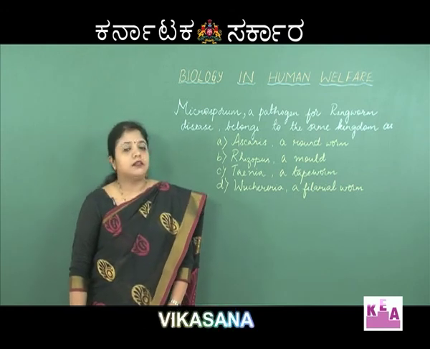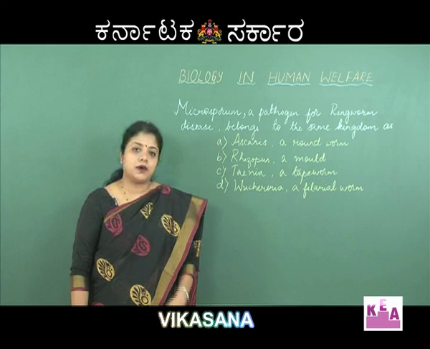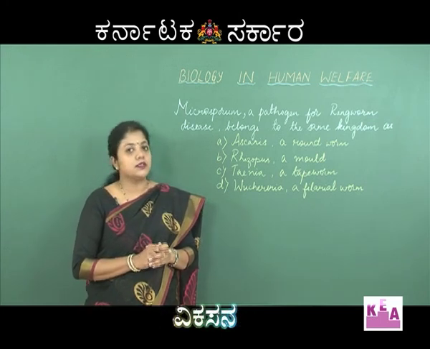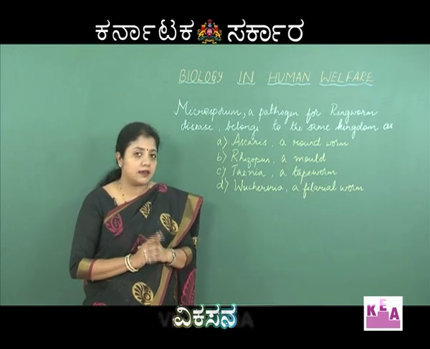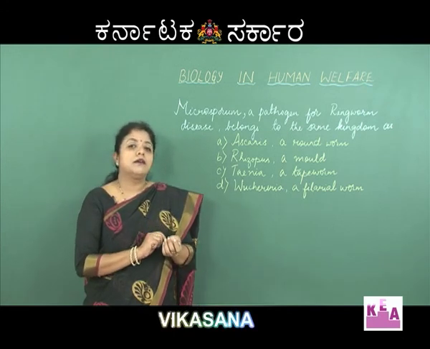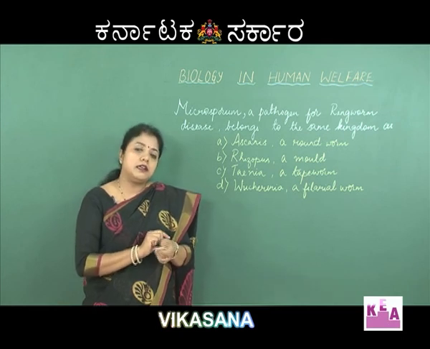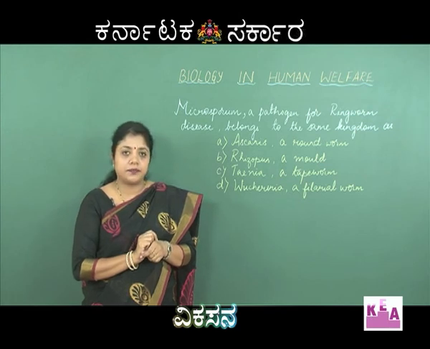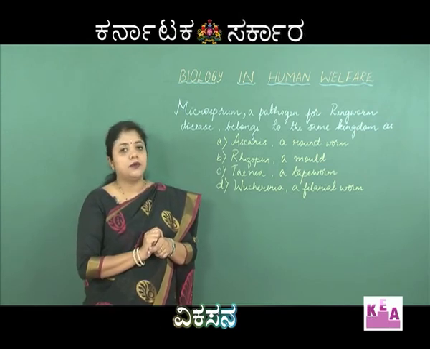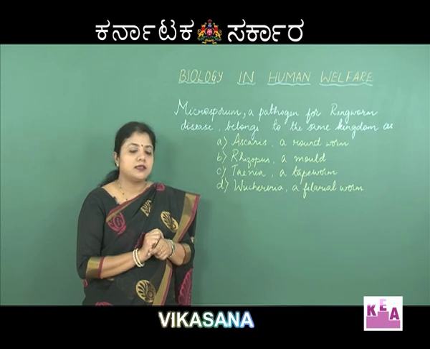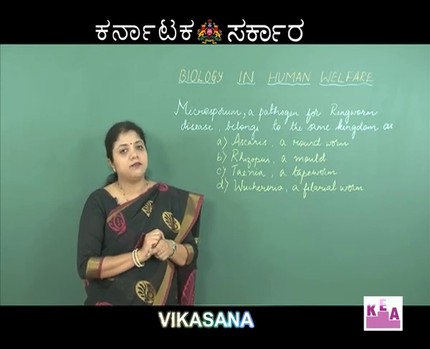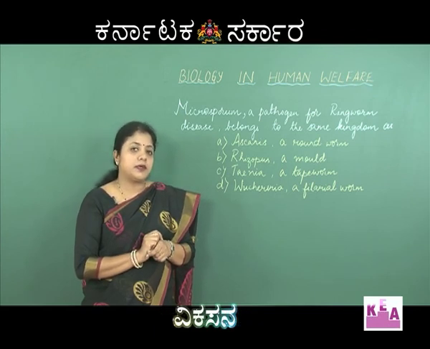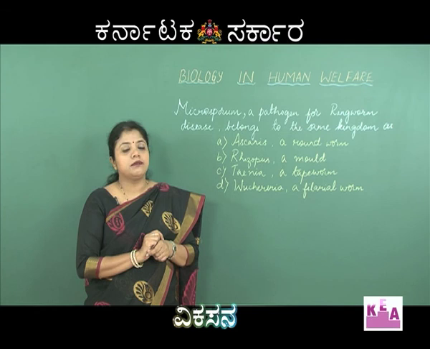Now, no doubt the disease is called as a ringworm disease, but Microsporum is a fungus which causes this particular disease. This is called as ringworm disease since a concentric ring-like lesion is being formed on the infected part of the skin. And from the options, you can make out that Ascaris, Taenia and Wuchereria, they belong to kingdom Animalia, and Rhizopus, a mould, belongs to kingdom Mycota.